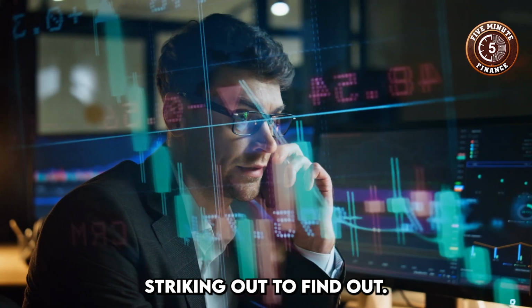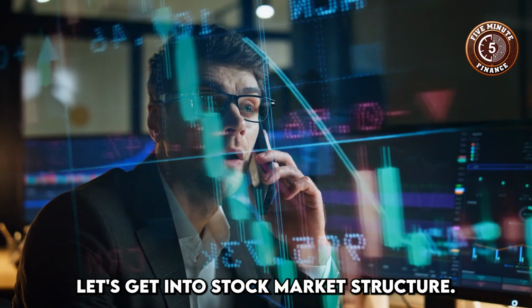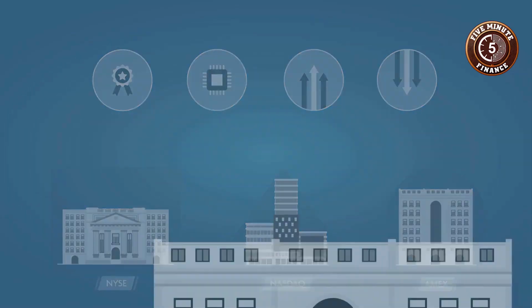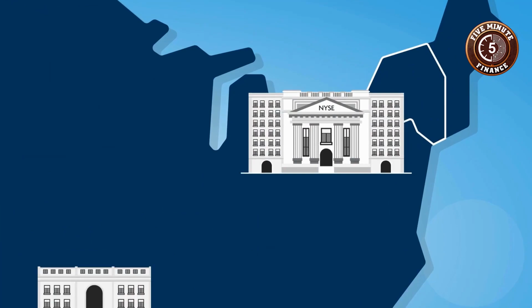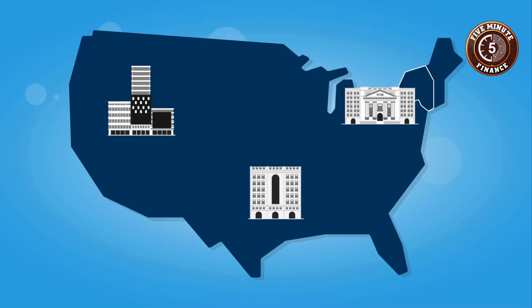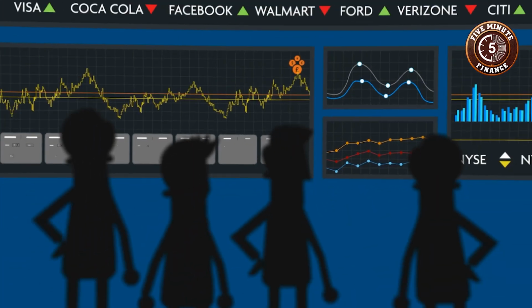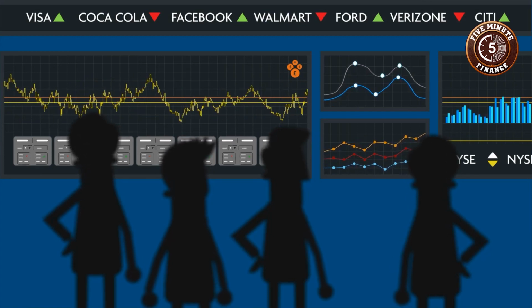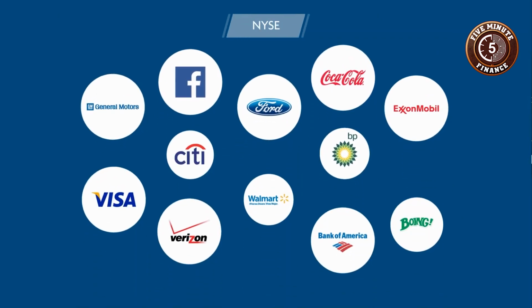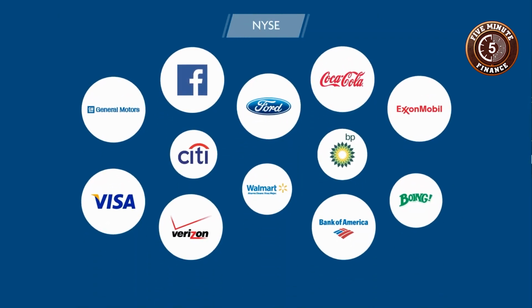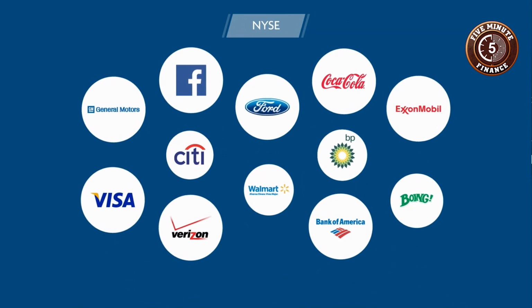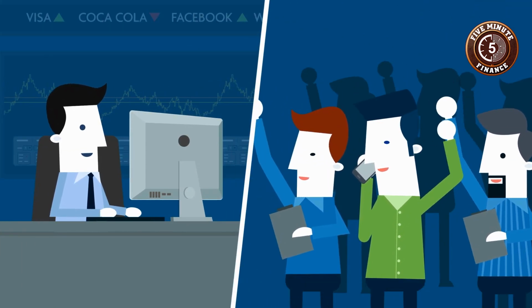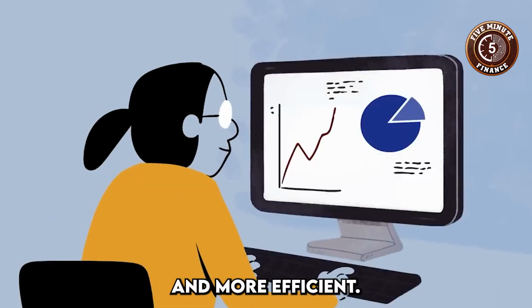Stick around to find out. Let's get into stock market structure. The USA stock market has a structured setup. It consists of stock exchanges such as the New York Stock Exchange and NASDAQ. These exchanges provide a platform for buyers and sellers to trade stocks. Stocks are listed with ticker symbols like AAPL for Apple and MSFT for Microsoft. These ticker symbols are like unique codes for each company stock. They make trading simpler and more efficient.